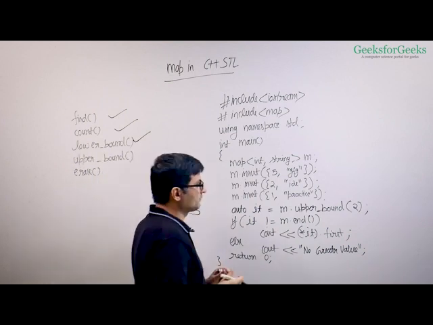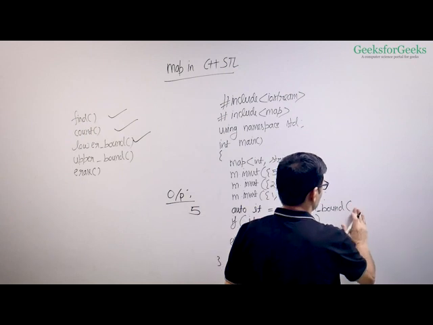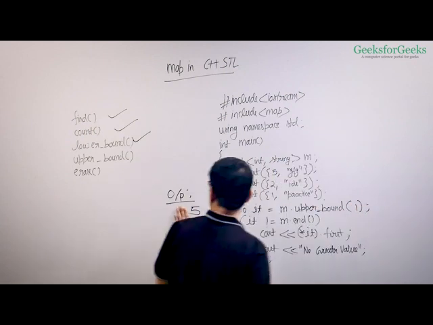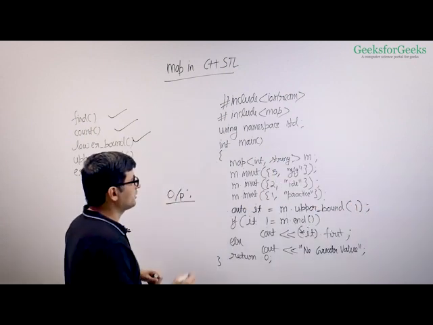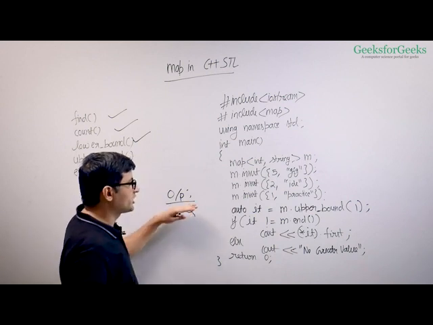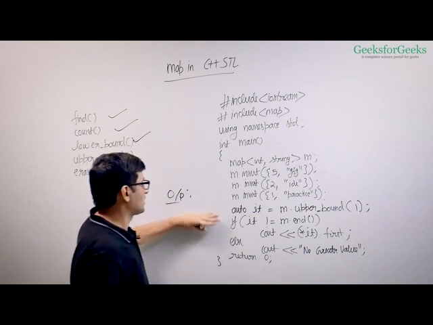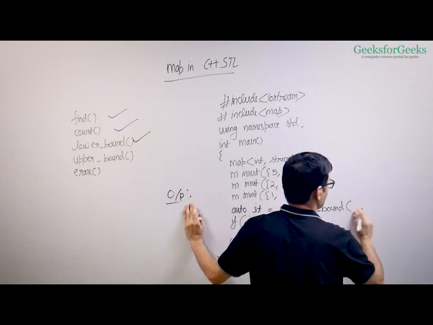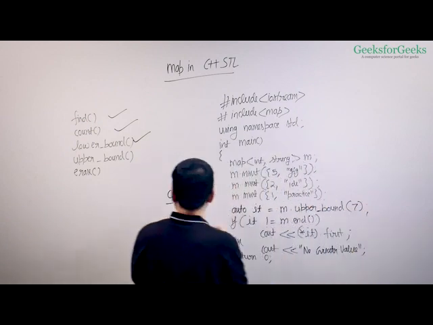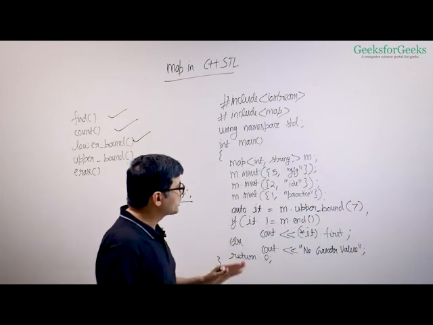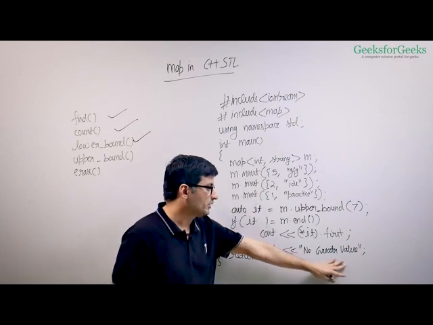Let's change this program further. Let's say we have the value 1. What will be the output now? The output will now be 2. Let's change it again. Let's put something like 7. What will be the output now? 7 is greater than the greatest, so the output will be no greater value.